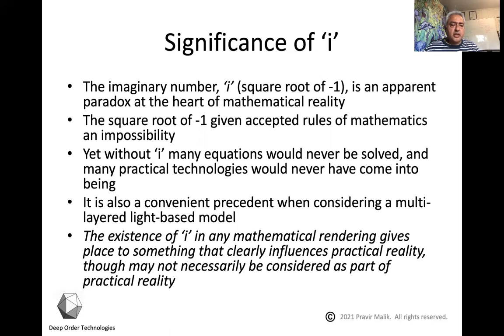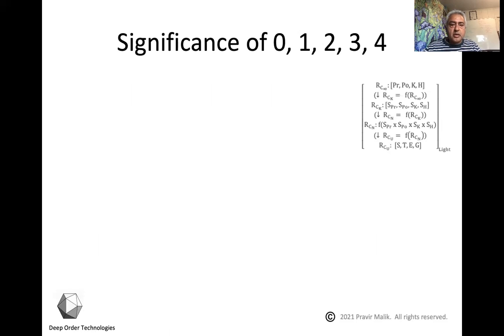And more significantly, the existence of i in any mathematical rendering suggests something that clearly influences practical reality, though it may not necessarily be considered part of practical reality. Now, when we think about the significance of 0, 1, 2, 3, 4, and again, we have to think about the significance, because when we think of Euler's identity, the constants in Euler's identity essentially fall between 0 and 4.